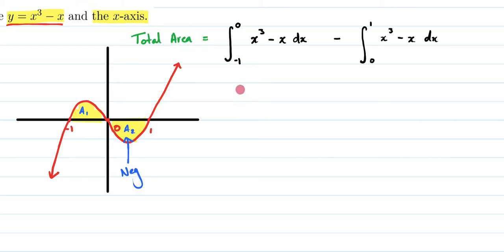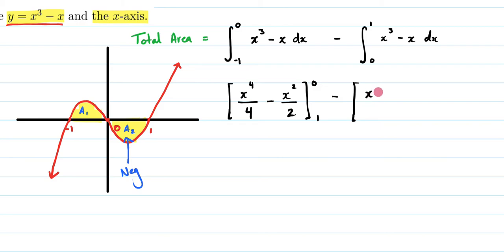Let the fun begin. We are going to anti-differentiate this, which is going to leave me with x to the power of 4 over 4 minus x squared over 2. Then I'm going to do that, and then I'm going to put in my terminals. Then I'm going to subtract, and I'm going to do it again.